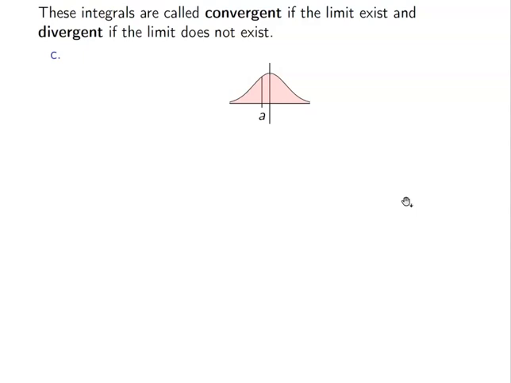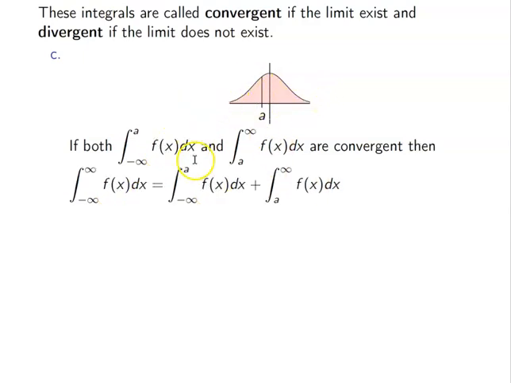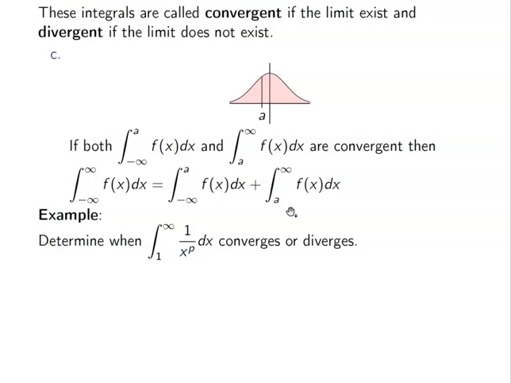So let's say we have some function, right? We could split this at a, but it starts at negative infinity and it goes on towards infinity, right? So what we would do is we would split this into two parts, from negative infinity to a and from a to infinity, okay? If both of these halves, or pieces I should say, are convergent, then the integral from negative infinity to infinity is us computing both integrals separately and adding them together. So let's do an example.